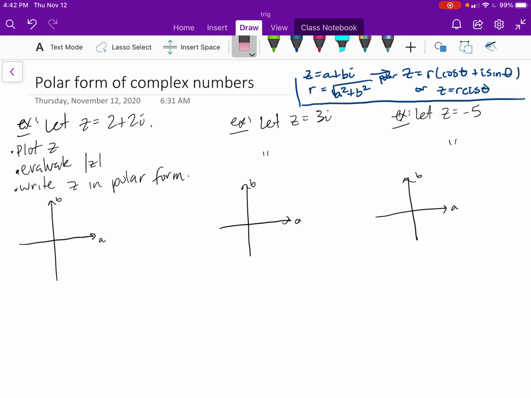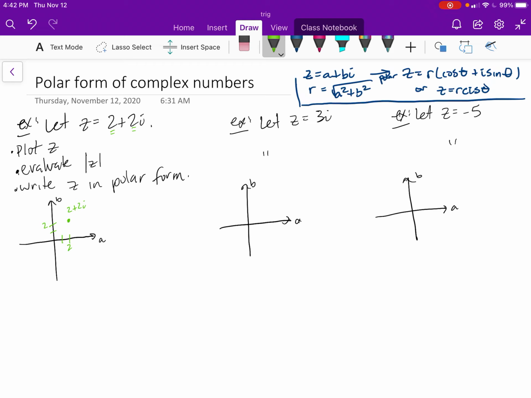Okay, so plot z: 2 plus 2i. So the real part we let represent a, which is similar to graphing x, so we just go over 2. And then the imaginary part is the coefficient in front of i, which is b, and it's also 2. So we're talking about this point. This point is 2 plus 2i. On the Cartesian coordinate system, yes, it is (2, 2). In a complex system here, it's 2 plus 2i.